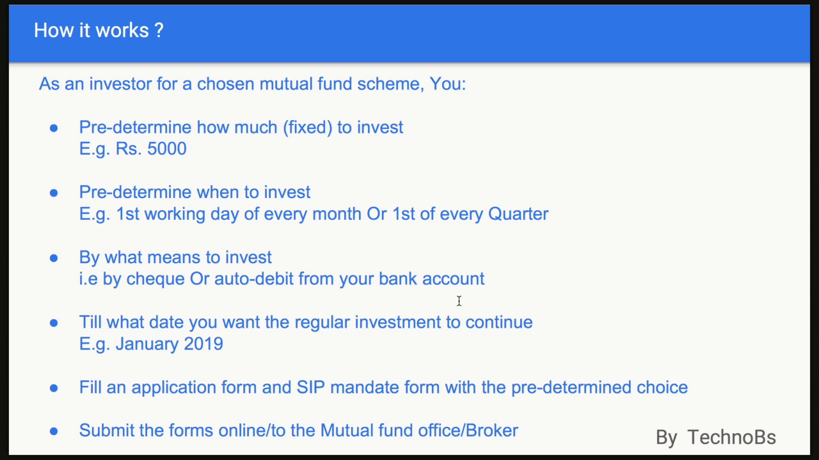This would continue happening till January 2019. This way, on the first of every month, 5,000 rupees will be systematically invested into that chosen mutual fund scheme, helping you go with a disciplined investment approach. I hope this gave you a picture of how the SIP works.